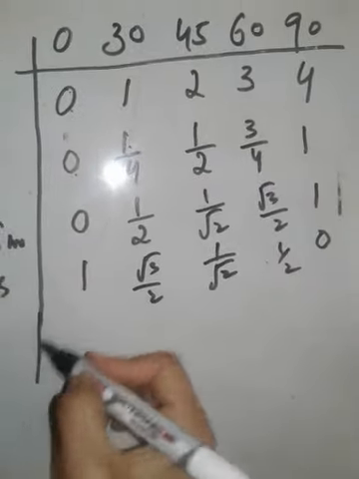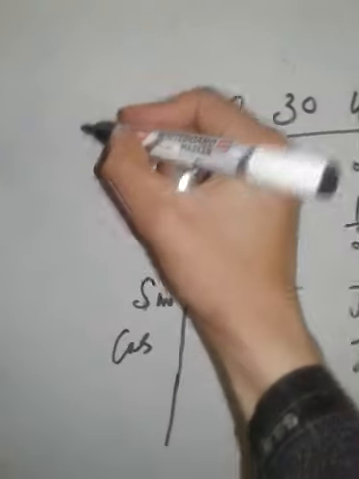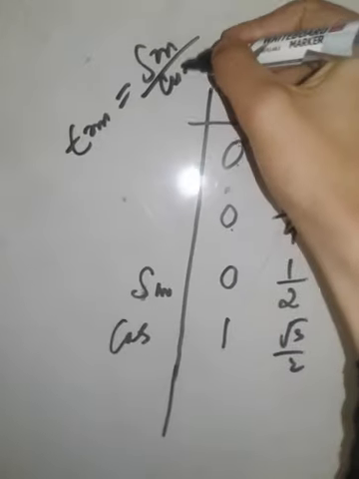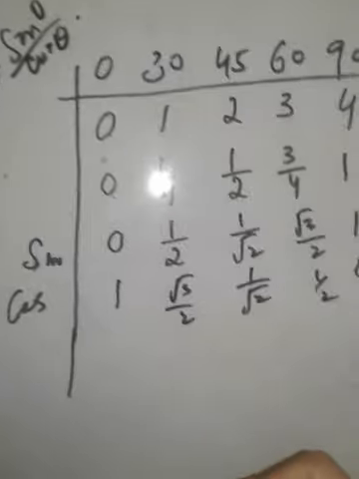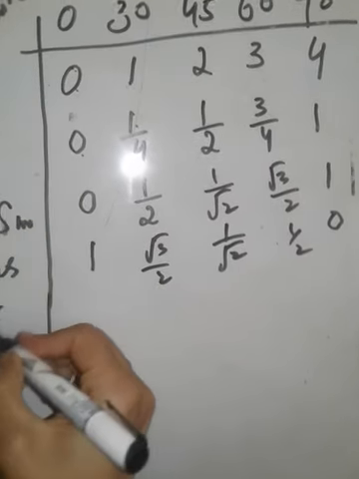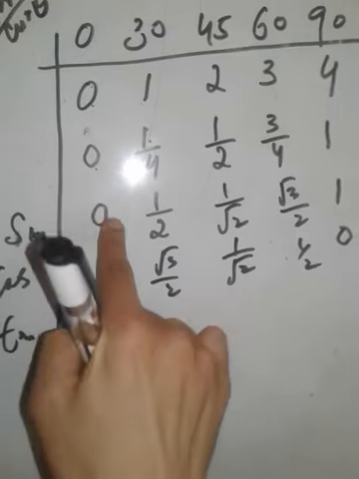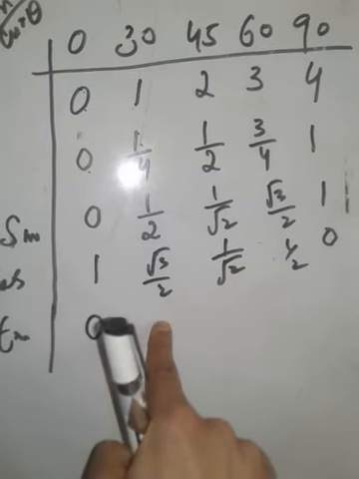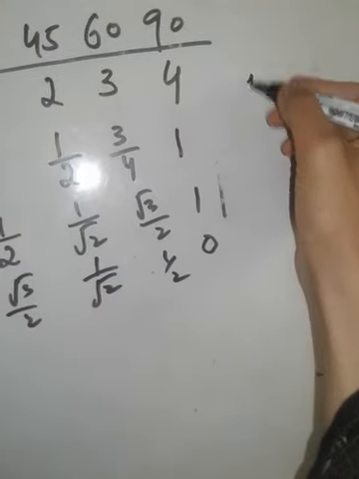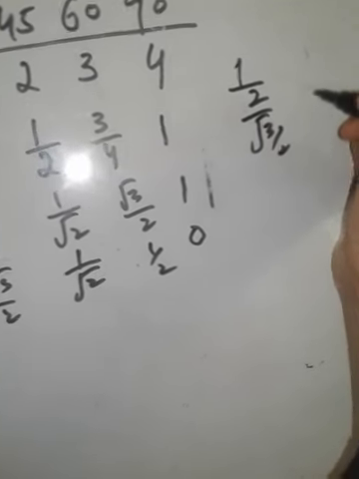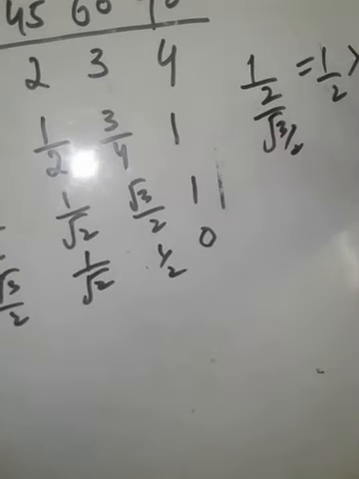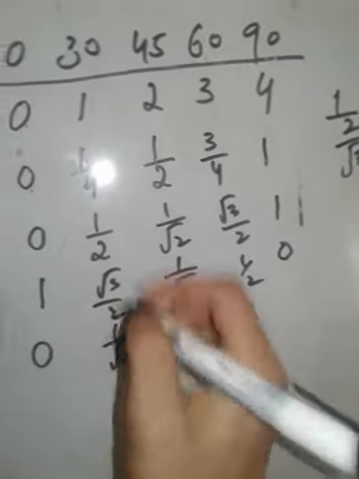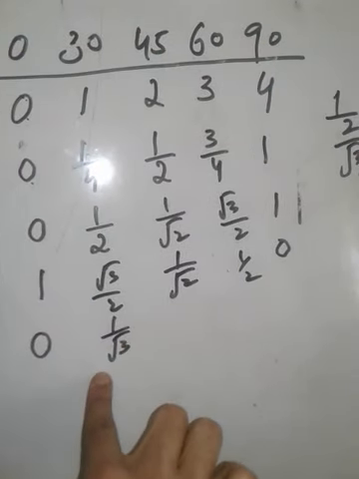Now to find tan, you know the formula that tan theta equals sine theta by cos theta. Now to find tan, what we have to do is just divide sine by cos. 0 by 1 is 0. Here 1 by 2 divided by root 3 by 2. Have a look, this is 1 by 2 into 2 by root 3. This and this go, it is 1 by root 3. So you have got tan 30. Tan 30 is 1 by root 3.